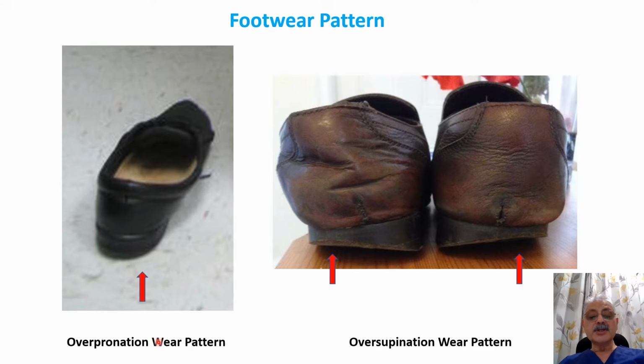As I mentioned earlier, I like to see the footwear before I ask my patient to sit, and you see there is wear on the medial side in this side of the foot in an overpronated foot, and this is a wear on the lateral side in the oversupinated foot. So you get an idea this patient is having a cavus foot, and this patient is having a flat foot just by the footwear examination.